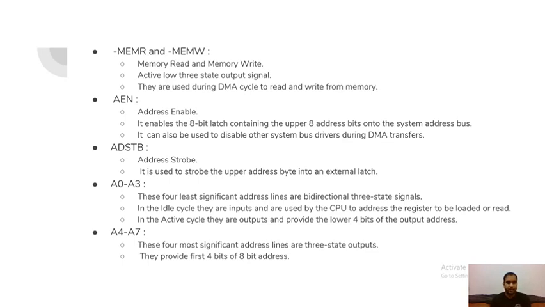A0 to A3. These four least significant address lines are bidirectional three-state signals. In the idle cycle, they are inputs and are used by the CPU to address the register to be loaded or read. In the active cycle, they are outputs and provide the lower 4 bits of the output address. A4 to A7. These four most significant address lines are three-state outputs. They provide the first 4 bits of the 8-bit address.